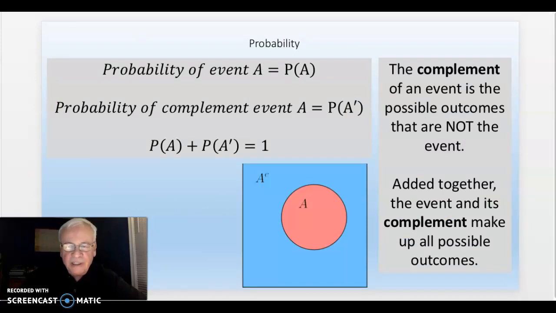Also there's a thing called the complement of an event, which is all the possible outcomes that are not the event. It's everything that's not the event. So when you add up those two probabilities, you get 1 or 100%.